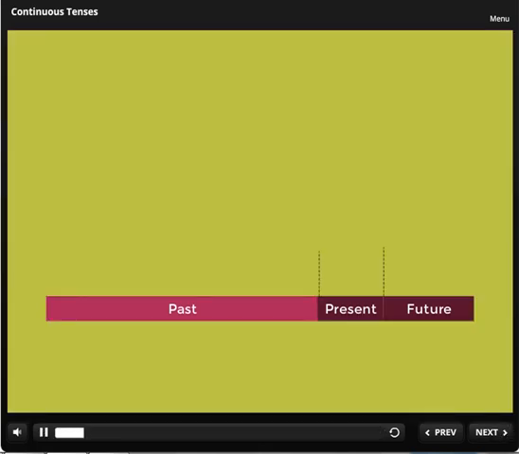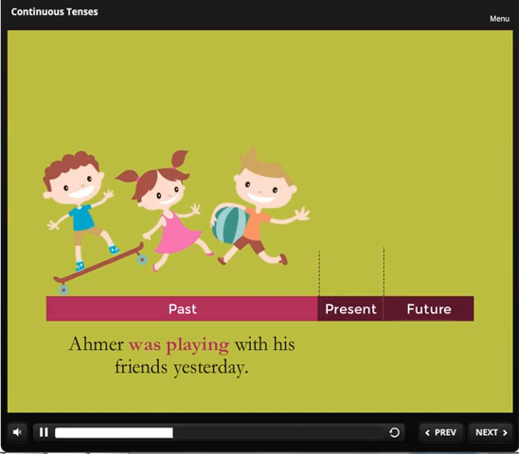However, we do not have to specify the exact time. For example, Ahmed was playing with his friends yesterday. Here, we used past continuous because even though we do not know the exact time and duration, we do have some indication of time. That is, we know that it was yesterday.